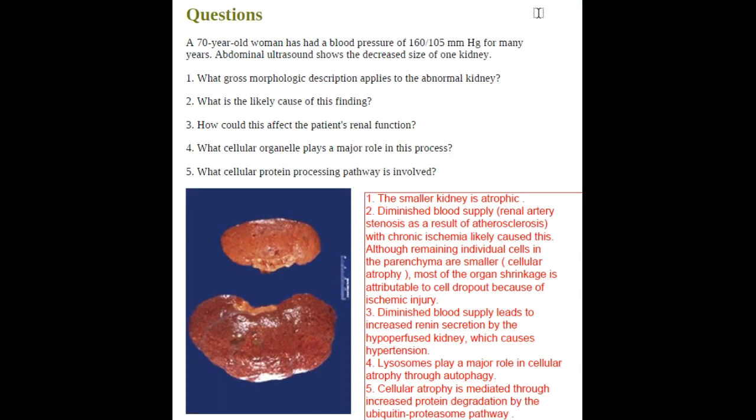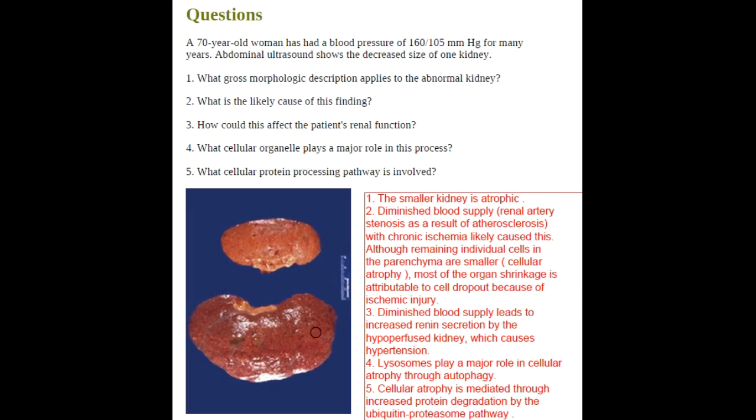So here the question is: a 70-year-old woman has a history of blood pressure of 160 by 105 millimeters of Hg for many years. Abdominal ultrasound showed decrease in size of one kidney. What is the gross morphological description that applies to the abnormal kidney?